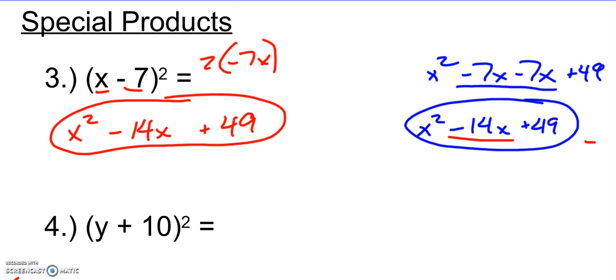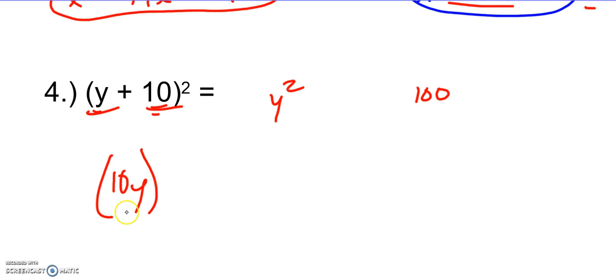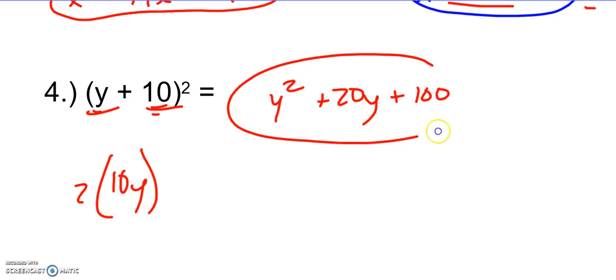If we're going to strictly just use the shortcut on the last one here, we are squaring a binomial. What I could do is take y times y, which is y to the second, take 10 times 10, or 10 squared, and get 100, and then take 10 times y, which is 10y, and double that, and we get 20y. And that would be our shortcut. Again, you could FOIL it, take y plus 10 times y plus 10 and FOIL. But these are the special products that we'll be discussing for the rest of this year when they do pop up.